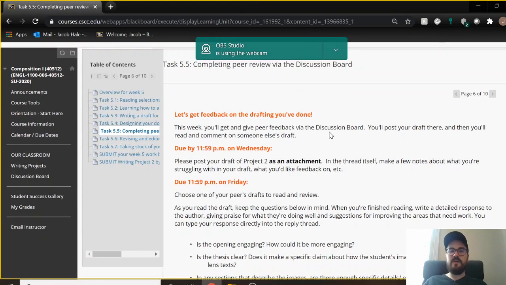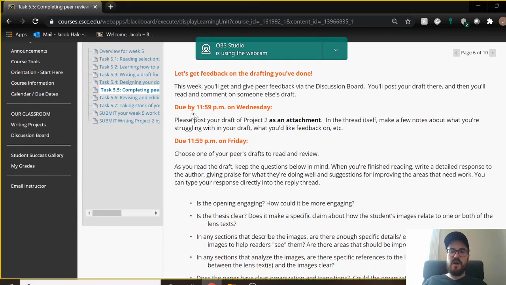Task 5.5 is peer review. For Wednesday, you're going to be posting your draft of writing project 2 to the discussion board. Now, it's important that you post a complete draft. It's allowed to be rough. It is a rough draft, but I would like it to be a full copy of your paper.